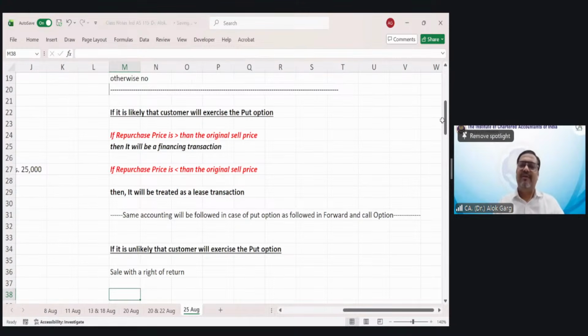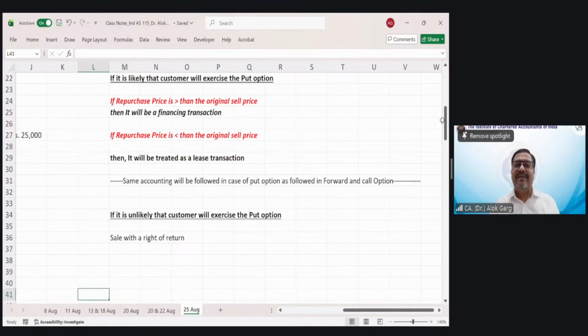You know that he is not going to sell these goods back to me. The seller knows that the customer will never come, so the seller will record the sale. You remember the right of return we discussed. You are only recognizing your right to recover goods and the return liability, to the extent it is probable that the money has to be refunded.